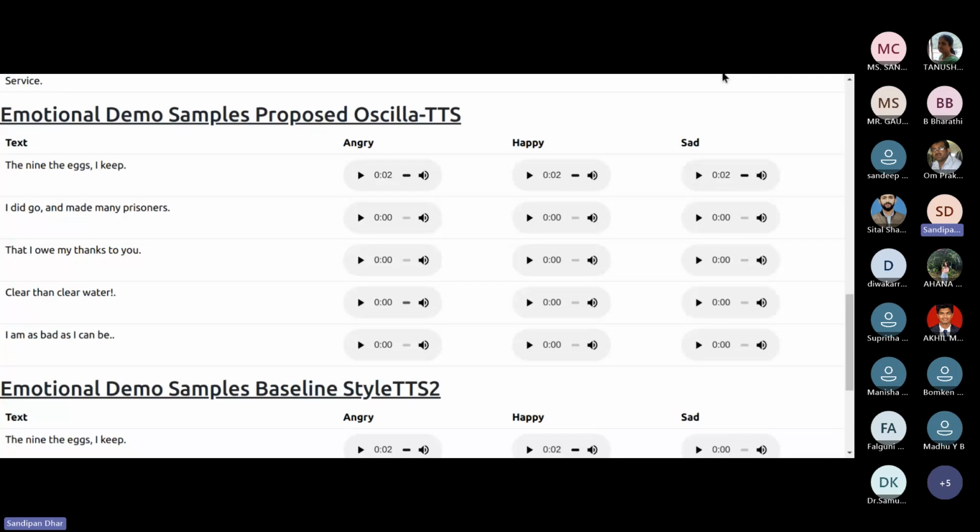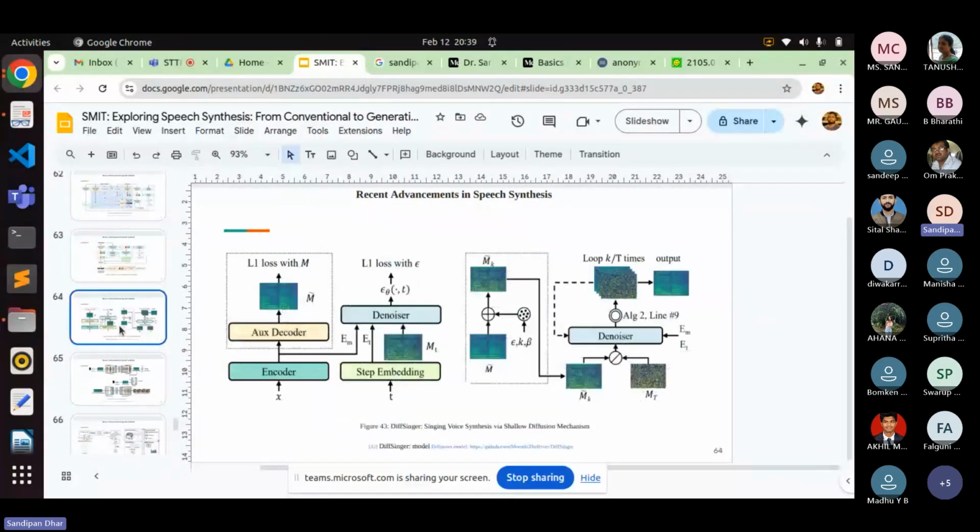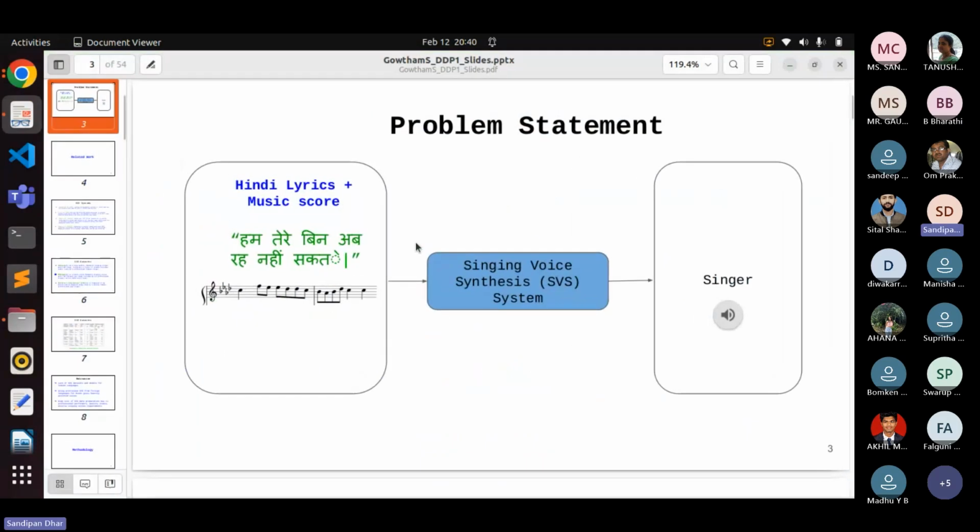Next, let me go to the next part. This is called singing voice synthesis. Singing voice synthesis is presently the project with which I am associated in the Digital Audio Processing Lab at IIT Bombay. Before I jump directly to the model, let me tell you how TTS and singing voice synthesis are different. So this is another presentation.